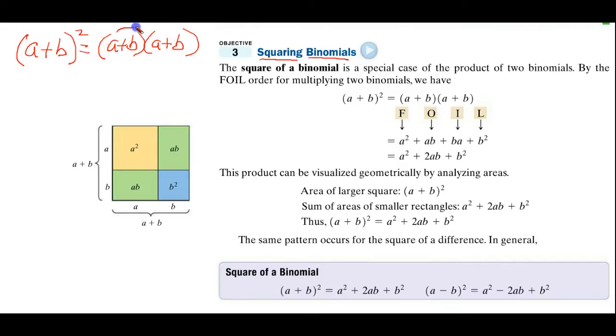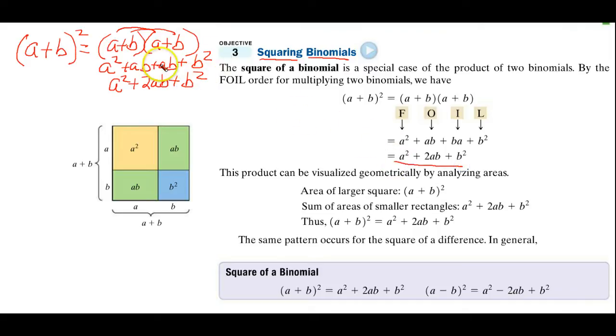So first, a squared. Outers plus ab. Inners plus ab. Last plus b squared. Now we group like terms in the middle, and we get a squared plus 2ab plus b squared. And that's what they have here.